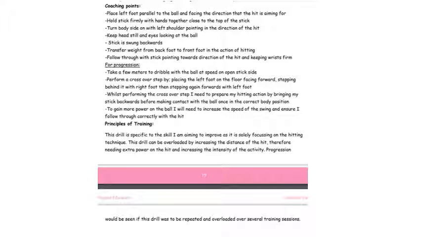Now at the bottom here, she talks about her principles of training. This drill is specific to the skill I am aiming to improve, as it is solely focusing on hitting technique. This drill can be overloaded by increasing the distance of the hit, therefore needing extra power on the hit and increasing intensity. So she's talked about the overload part. Last sentence, progression would be seen if this drill was to be repeated and overloaded over several training sessions. So she then talks about other principles of training.